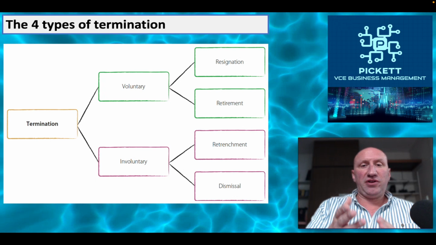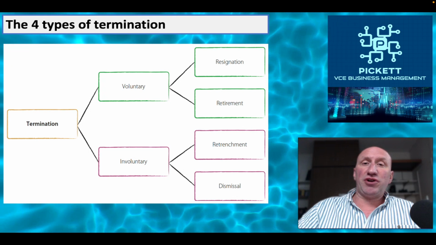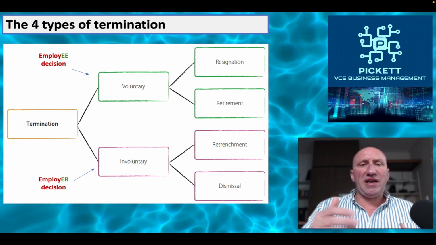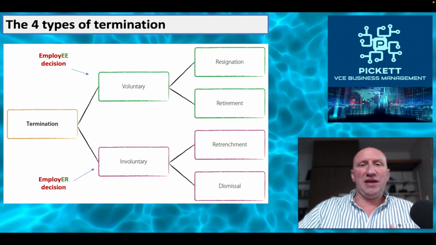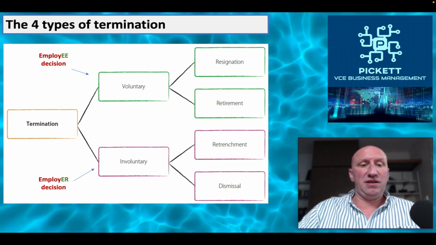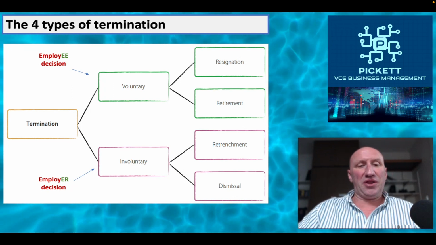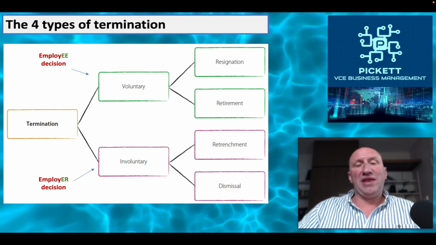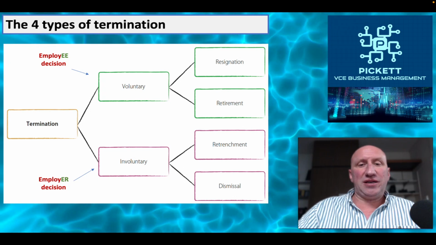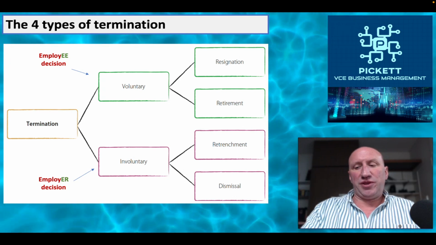So termination on the left, the top 2, resignation and retirement, are voluntary, and the bottom 2, retrenchment and dismissal, are involuntary. And coming back to this voluntary and involuntary, what we mean by voluntary is, in other words, it's the employee's decision. They're voluntarily leaving the business. And the involuntary, again, means involuntary on the part of the employee. So in other words, it's the employer's decision that the employment relationship is coming to an end, or the employment is being terminated. So the 4 different types and 2 categories, each with 2 within them.